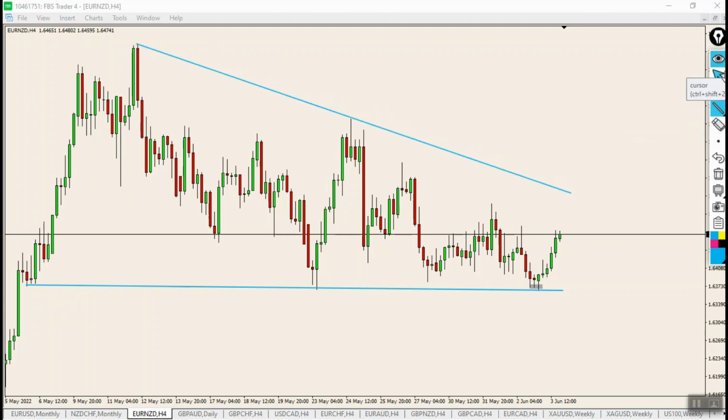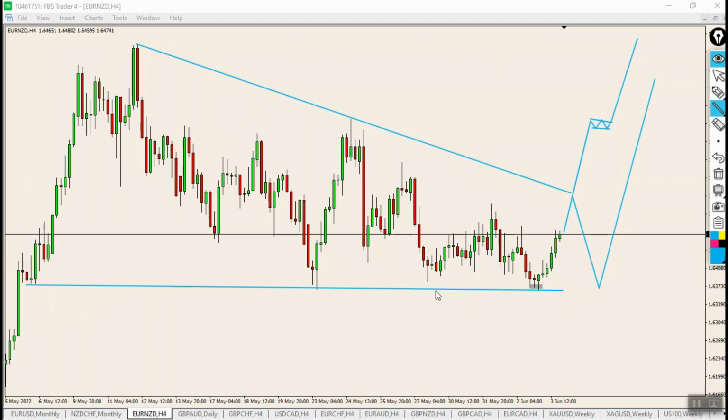Is the market going to break this and break this like so, and continue to give us continuation patterns before breaking to the high, or are they going to continue to maybe give us a double bottom before going to the high? We will have to see for the week ahead. So that'll be all for EURNZD.